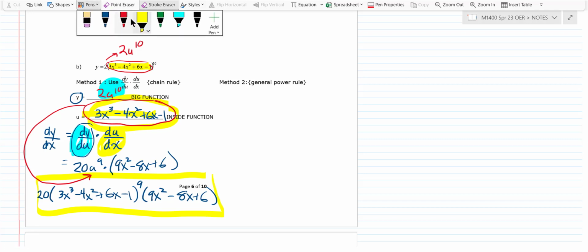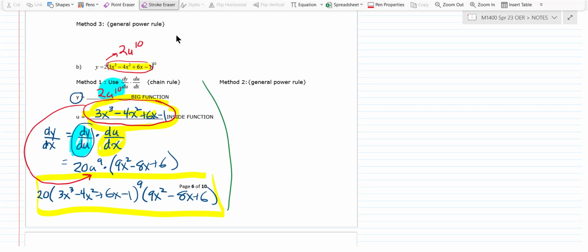So in practice, you're probably only going to do this if you like doing it this way. I do find some students like doing the chain rule this way, regardless of what the problem is. Probably most of you won't. You'll probably just do what I do on method 2 because it's easier. It saves one step. So go ahead and just write down the problem just for reference. So the problem is 2 times parentheses 3x to the third minus 4x squared plus 6x minus 1 to the 10th power.